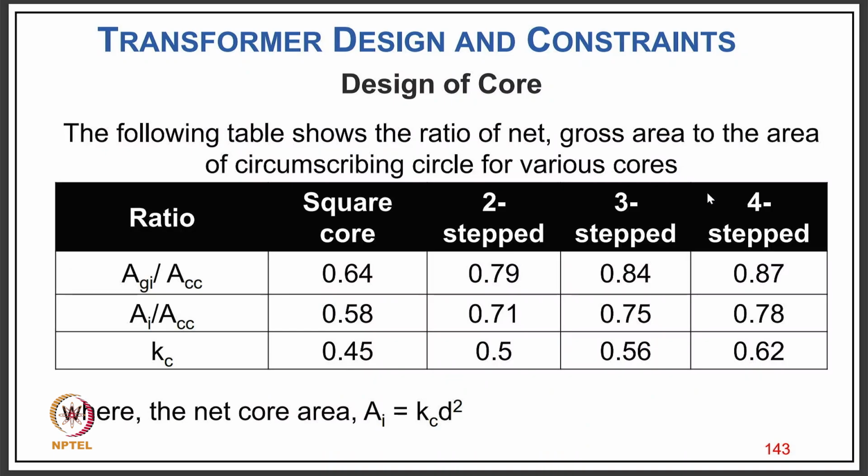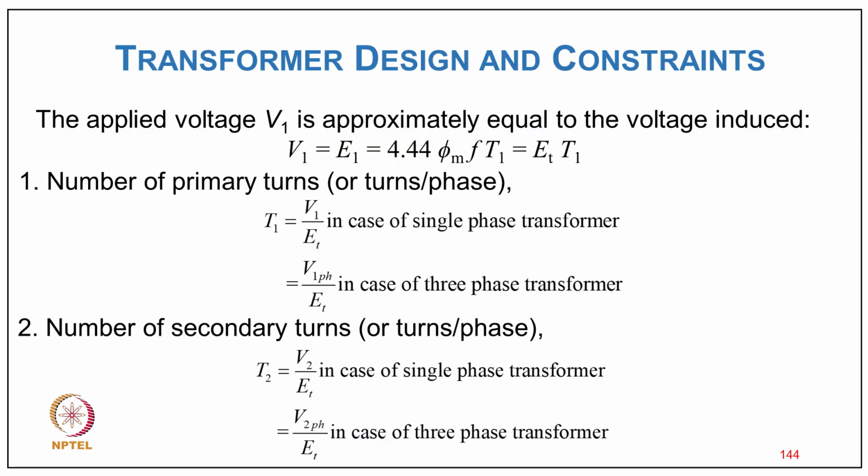And now you can see how it varies with the different steps increases, which you can even make a program and get this data. So for this ratio of AGI to AC or AI to AC or KC, how it becomes the factor. For square core, it is 0.64, then for 2 step 0.79, for 3 step 0.84, and 4 step 0.87. You can see the gain from 0.64 to 0.79 is quite substantial to go from square to 2 step, but that much is not the gain on further increasing. So normally 2 step cores are reasonably preferred, but for high rating we go even for high number of steps, because within the same circle you get more area of the core and you are able to get more output.